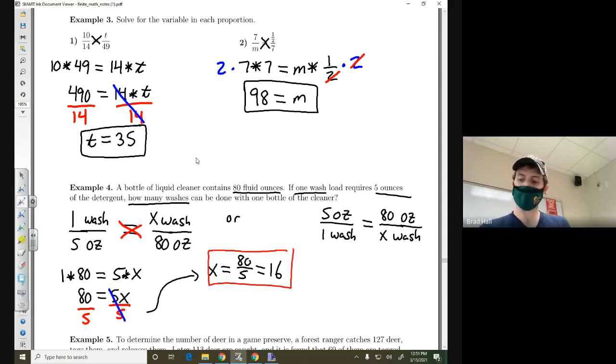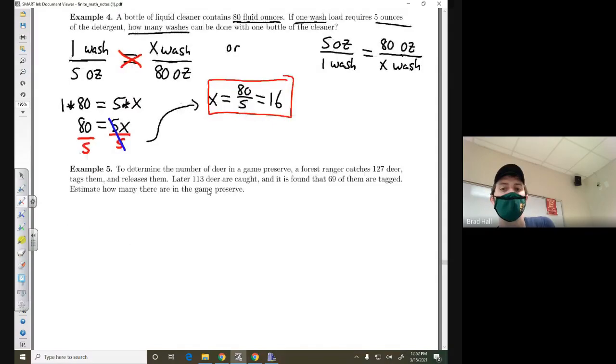So 16. In other words, there will be 16 washes for a bottle of liquid cleaner that contains 80 fluid ounces. Does anyone have any questions before we look at another one? Not. Let's go ahead and move on to example 5.